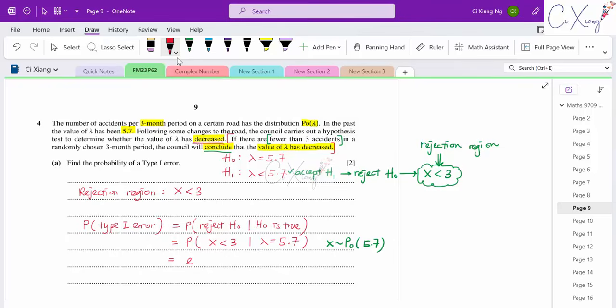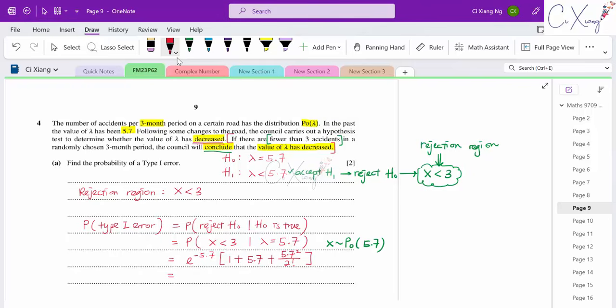So according to the formula for Poisson distribution, I'm having e negative lambda. When x equals 0, the value is 1 here, multiplied with e negative lambda. When x equals 1, it will be e negative lambda multiplied with lambda. When x equals 2, this part will become 5.7 squared divided by 2 factorial. x equals 3 will not be included in our calculation here because the sign doesn't show the equal sign here, right? It should be smaller than 3, therefore we should calculate the probability up to x equals 2 only.